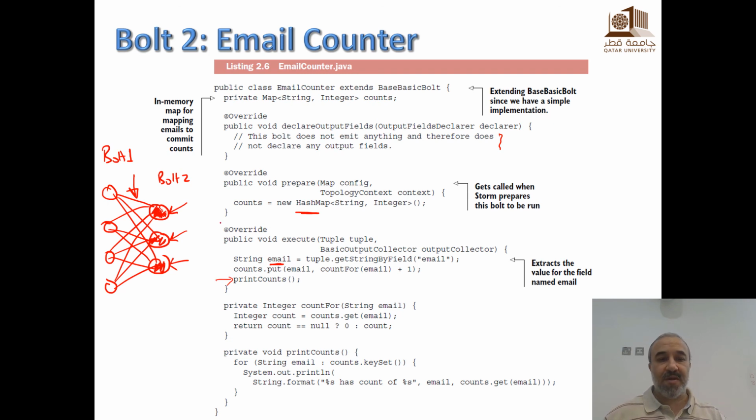But to maintain correctness, you have to define this as fields grouping. Otherwise, we would not have actually correct counts at the end. Is that clear, Fatma? Any questions about this?